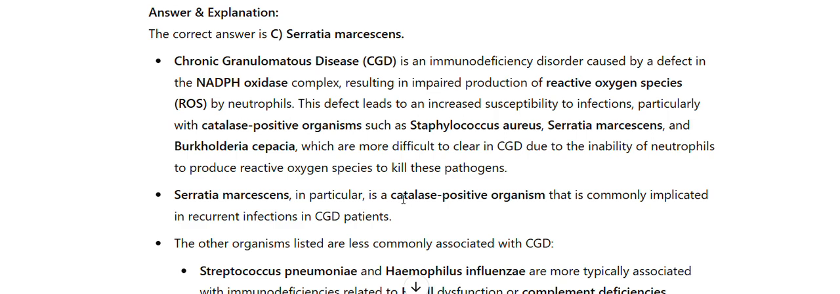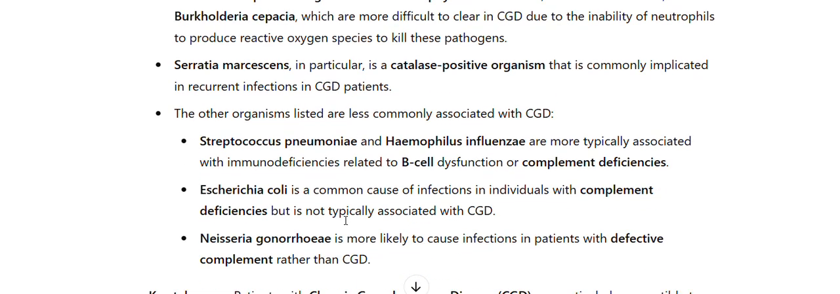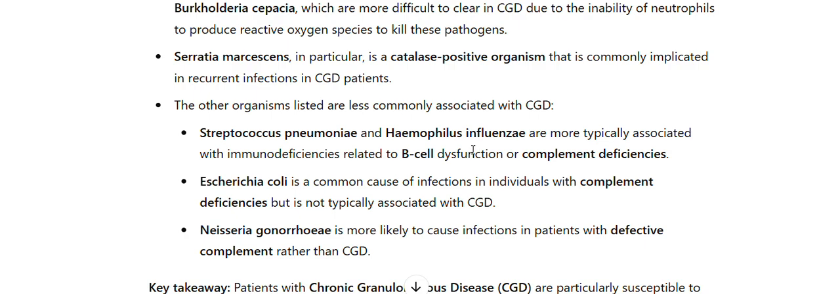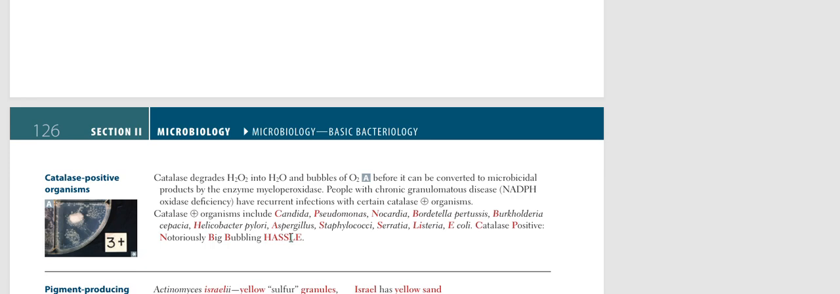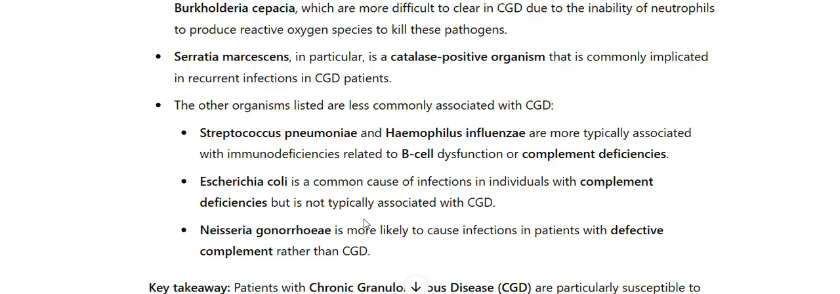Serratia marcescens, in particular, is a catalase-positive organism that is commonly implicated in recurrent infections in CGD patients. The other organisms listed are less commonly associated with CGD. Streptococcus pneumoniae and Haemophilus influenzae are more typically associated with immunodeficiencies related to B-cell dysfunction or complement deficiencies. Escherichia coli is a common cause of infections in individuals with complement deficiencies, but is not typically associated with CGD. Neisseria gonorrhoeae is more likely to cause infections in patients with defective complement rather than CGD.